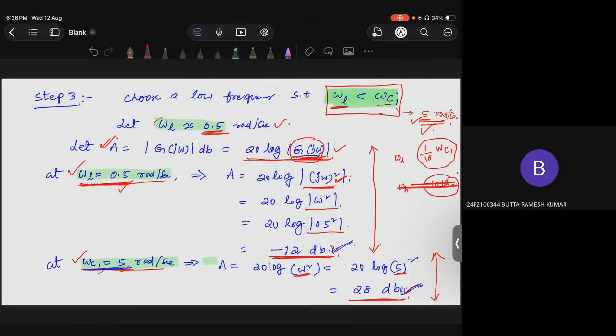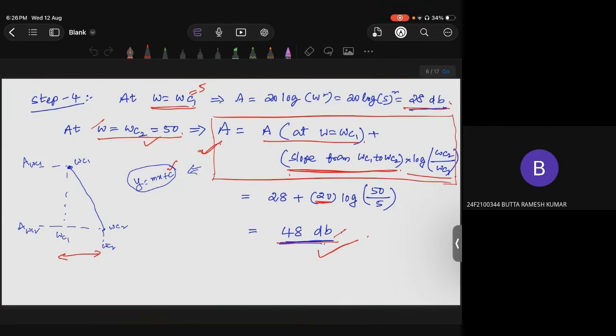At omega L, we got the magnitude as minus 12. At omega C, we got the magnitude as 28. You can check these calculations later. That is step 3. The next step 4: do the calculations at omega equal to omega C1. Next, at omega equal to omega C2, which is nothing but 50 from the table, calculate again, and you get 48 dB.